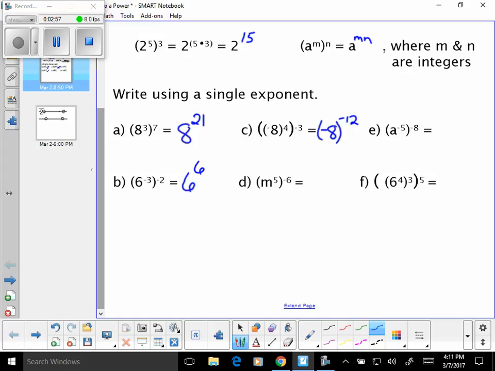Now in lesson 7.3b, we learned that a negative exponent means that we are going to take the reciprocal, 1 over negative 8 to the 12th power. Now when the numbers get to be this large, negative 8 raised to the 12th power, we may leave them in powers. You try example D.